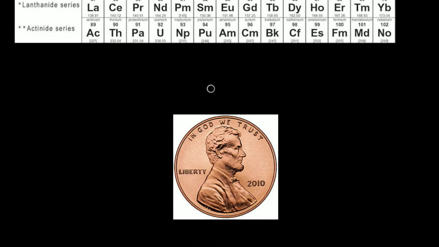And so what we are going to try to figure out is, based on the mass of a penny, and a penny has a mass of about 2.5 grams, and this is a number with two significant figures. So we're going to say that this penny has a mass of 2.5 grams, and we want to know how many atoms are in this penny based on this mass.